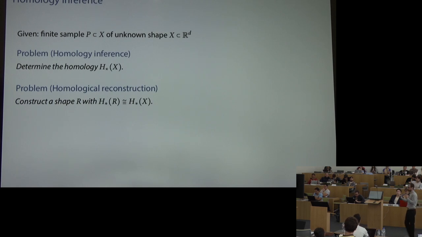And this geometric closeness can actually be expressed by maps from R to X and vice versa. And the requirement here is really that the isomorphism in homology should be expressed through these geometric maps between the unknown shape X and its reconstruction R. So in that sense, you can already see in this reconstruction problem, I'm asking for quite a bit more than just in the inference problem. As it turns out, the inference problem will be much easier to solve because we have more freedom. We don't have to actually solve the problem in geometry. We just have to solve it in linear algebra, and we have much more flexibility there.